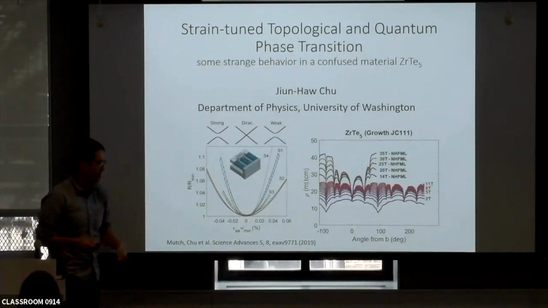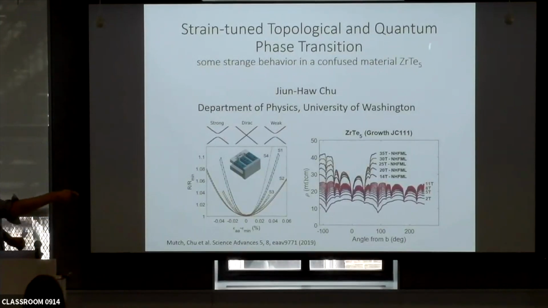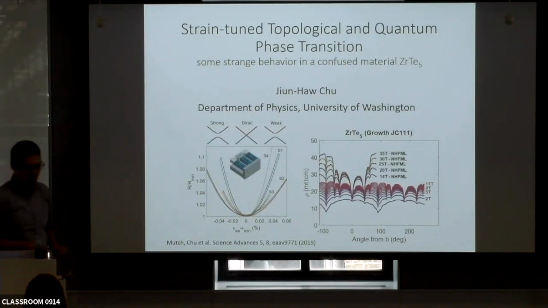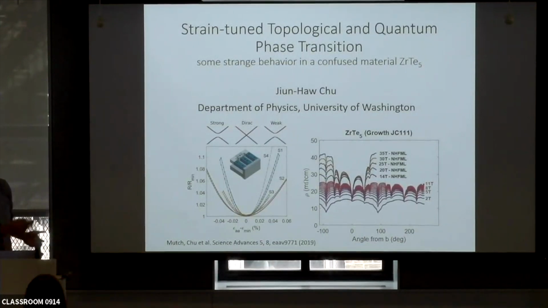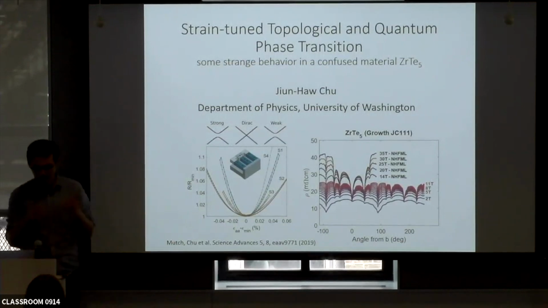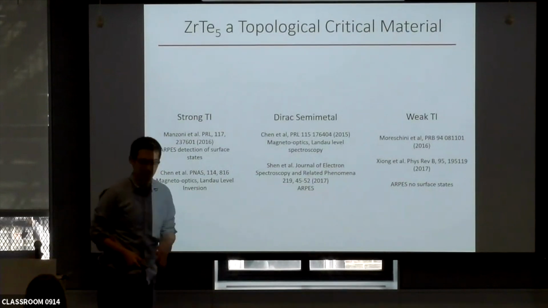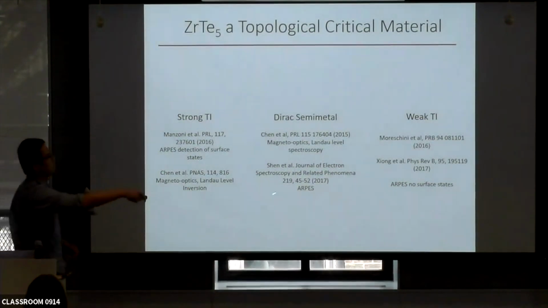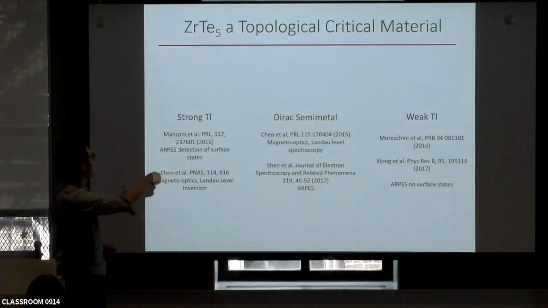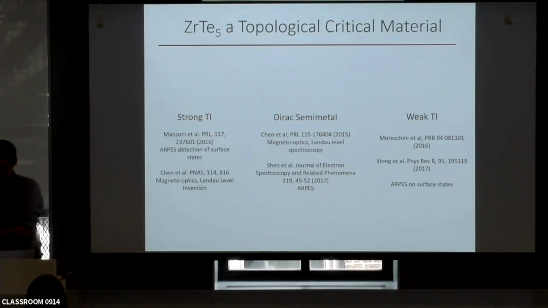Okay. So I will mostly talk about this material, zirconium tellurium 5, and share some interesting results out of this. It's very interesting because it's a very confused material. What do we mean by confused material? If you Google search zirconium tellurium 5, or try to find papers on it, you'll find a bunch of different papers saying different things. Some of them say it's a strong topological insulator, some say it is a gapless direct metal, and some say it's a weak topological insulator.